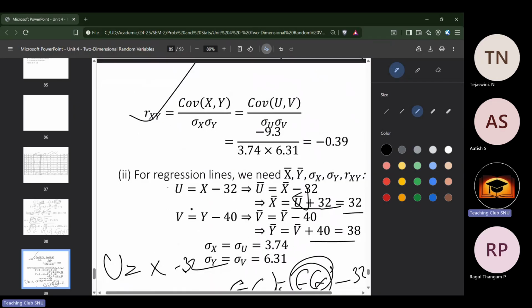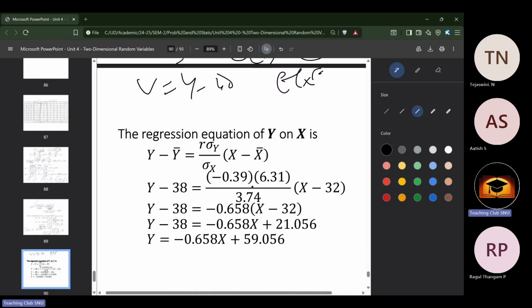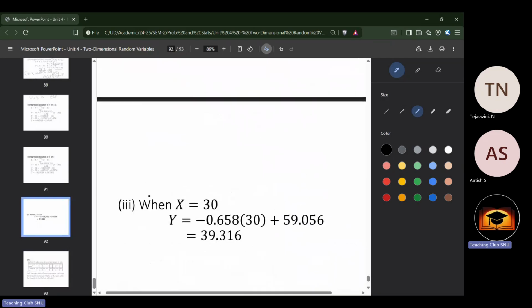Okay, fine. Now you see this. Don't think this is a printing mistake. This is actually a nice thing. Sigma x, sigma y, sigma u, sigma v. How are they equal? Here also you should understand the property of variance. Variance disregards these constants, this plus 32 and so on. We very well saw that in the properties. So sigma x will always be sigma u, sigma y will always be sigma v. That minus 32 or minus 40 doesn't matter. So we got all the values, just substitute in the y on x line and x on y line. You get the nice equations. Then you can easily find the substitute.